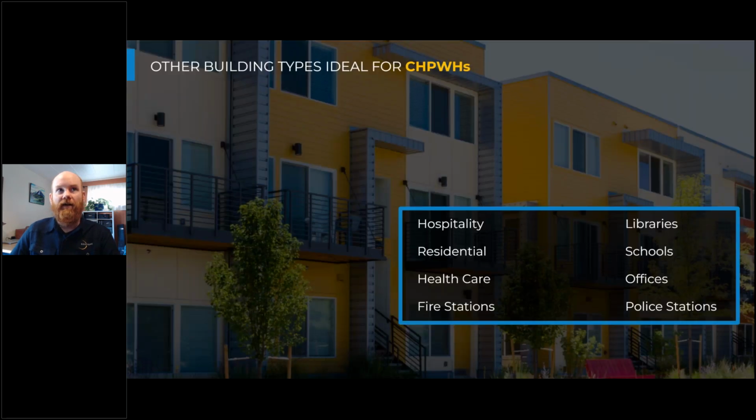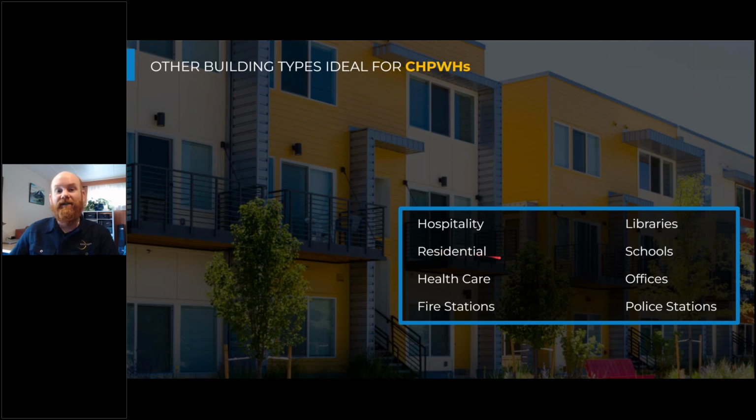But we do have other building candidates that are really well positioned and suited for commercial heat pump water heating systems, and will also result in significant energy savings. Oh, I apologize. We have a graphic that's not working, but imagine there's a graph on the screen today.